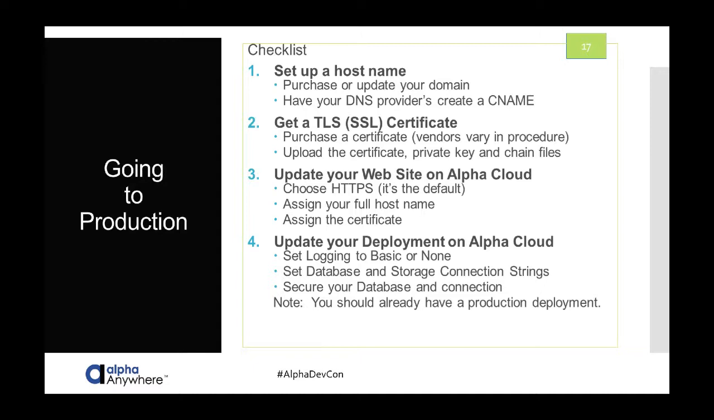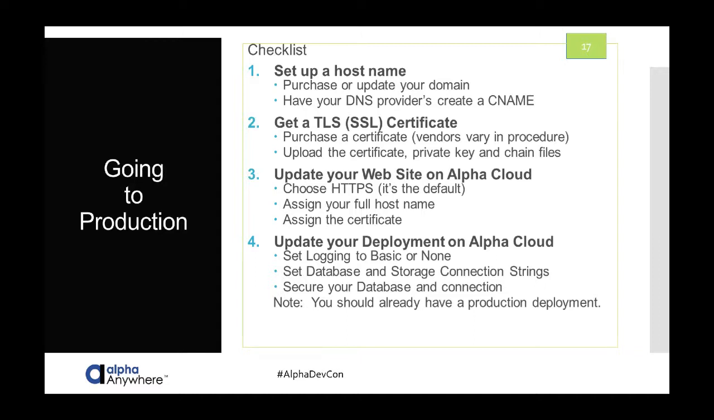Once you have completed that purchase, you're going to have three things that you need to upload to Alpha Cloud. You're going to have a certificate. You're going to have a private key that's generated during the process of requesting the certificate. And then you're going to have a set of files that we often refer to as a chain file or chain files. They're also called intermediate files, and they're part of what connects your certificate to a well-known certificate that's installed on a browser.